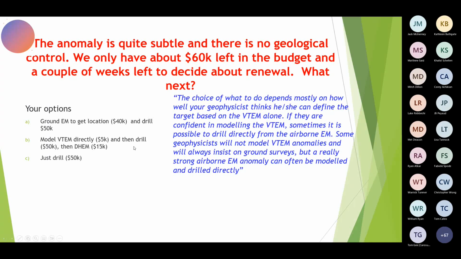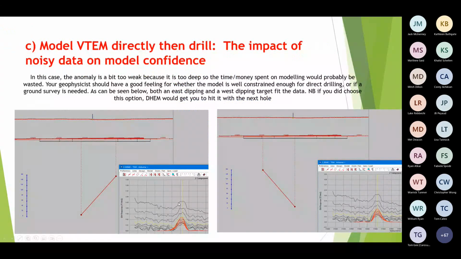That's probably what I would do for this one. And so I did it post-haste. I actually tried to model this response post-haste. Now this response unfortunately falls into the not strong enough camp. So you can see I can fit a plate model dipping that way and a plate model dipping that way. They're both data. So in other words, there's not enough information contained in the VTEM for me.